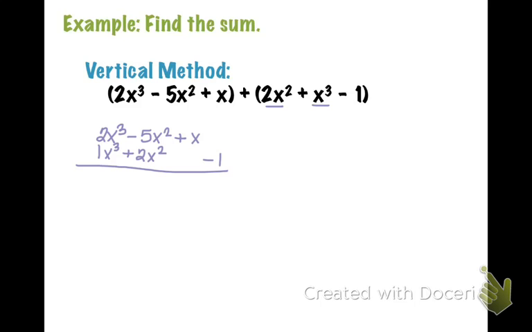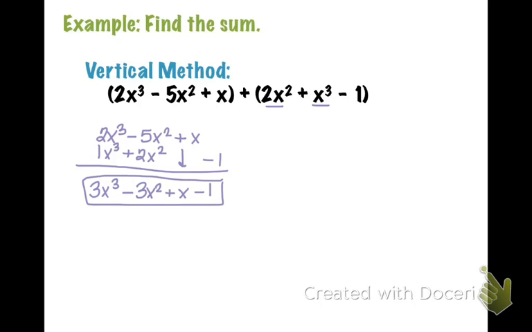Now, we just add straight down. So 2x to the third plus 1x to the third is 3x to the third. Negative 5x squared plus positive 2x squared is negative 3x squared. There's nothing to add to this one, so it's just going to come straight down. And there's nothing to add to the negative 1, so it's just going to come straight down as well. And so here's our simplified polynomial.